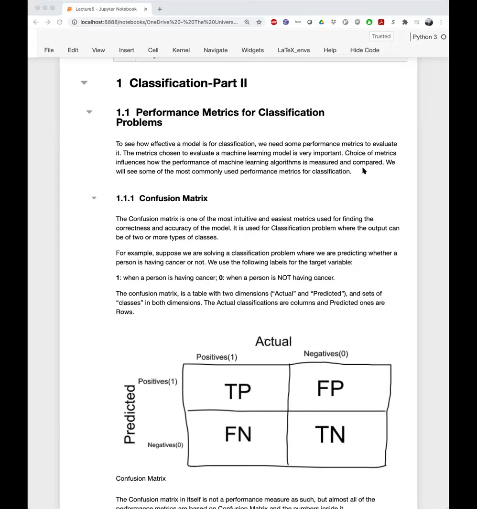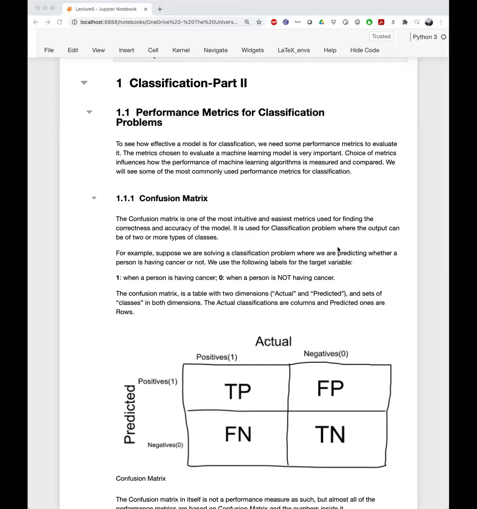So the first one is about the confusion matrix. The confusion matrix actually doesn't give you any metrics. It's not a single number. It's not a matrix that gives you a number that you can use to compare with another model. So the confusion matrix itself is not a performance metric, but it's the foundation for defining a lot of other performance metrics. So we need to first get an idea about what the confusion matrix is.